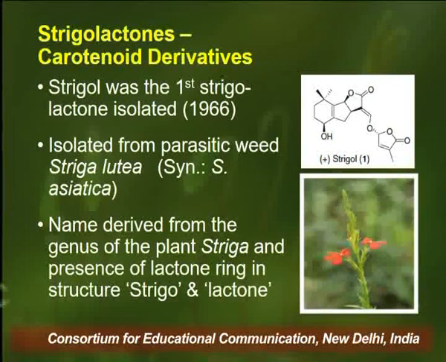Striga asiatica. Now the name strigolactone was given because, first, it was isolated from a species belonging to the genus Striga, and second, upon the structural elucidation of strigol, it was found that it possesses a lactone ring in its structure. Therefore the name strigolactone was given: strigo from Striga, and the term lactone because of the presence of the lactone ring in the structure.